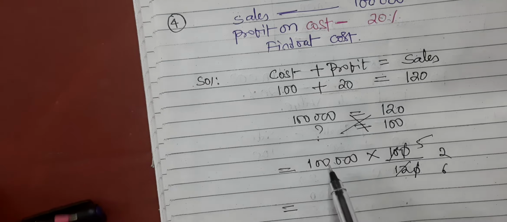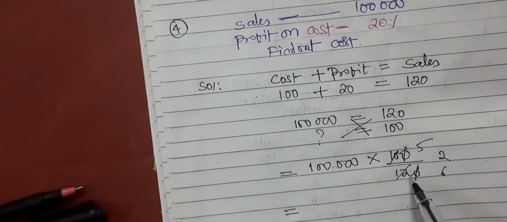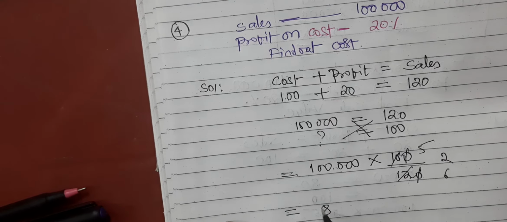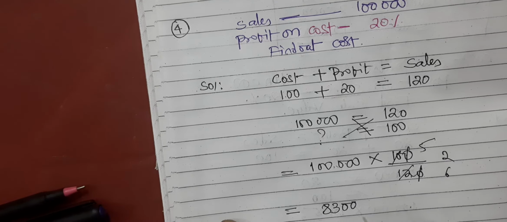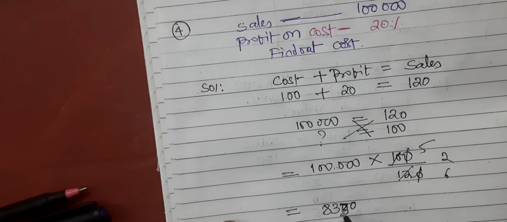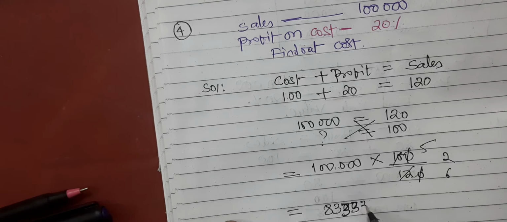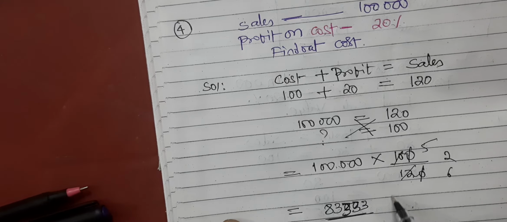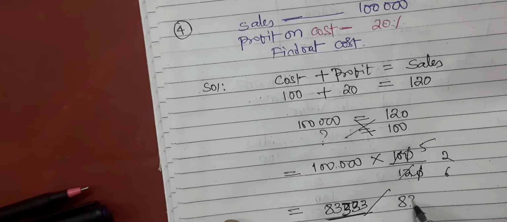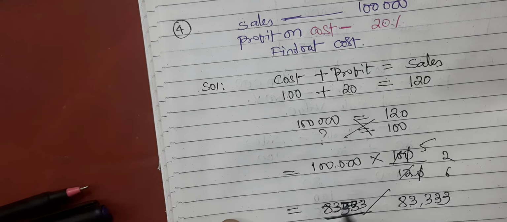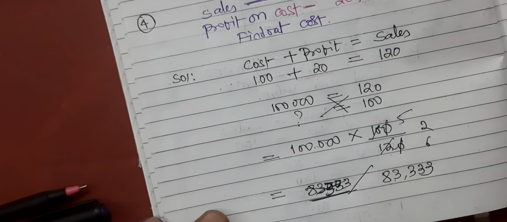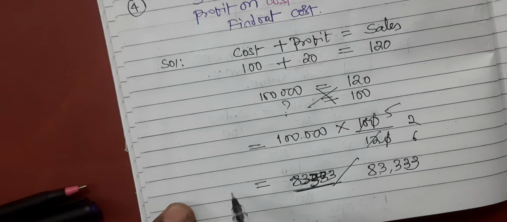So 1 lakh into 100 by 120 comes to 83,333. I read it very clearly, 83,333. So this is what your cost is.